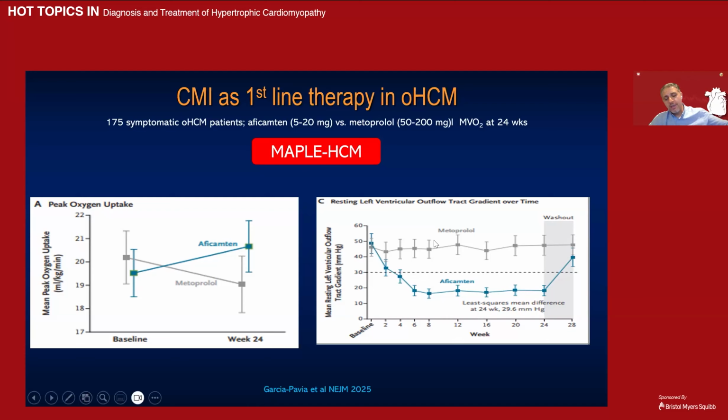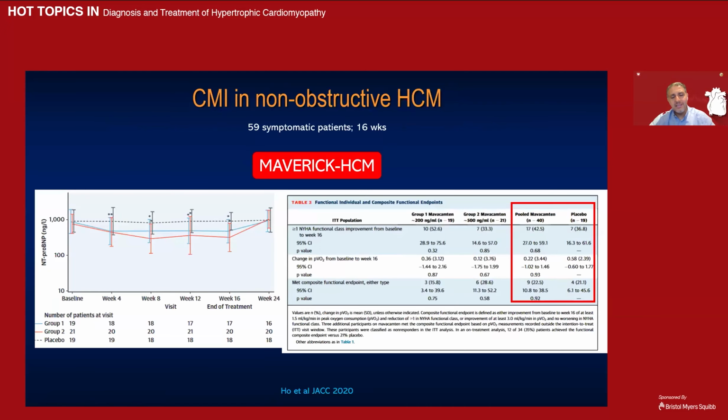So we've covered the role of CMIs in obstructive HCM. What about non-obstructive HCM? It is less clear, and the jury is still out. There's plenty of data, but suffice it to say that available data from mavacamten, there's Maverick HCM, there's Odyssey HCM, really showed that these patients don't derive as much benefit from CMIs if they don't have LVOT gradient. There is emerging data from both agents, but the jury is still out, as I said.